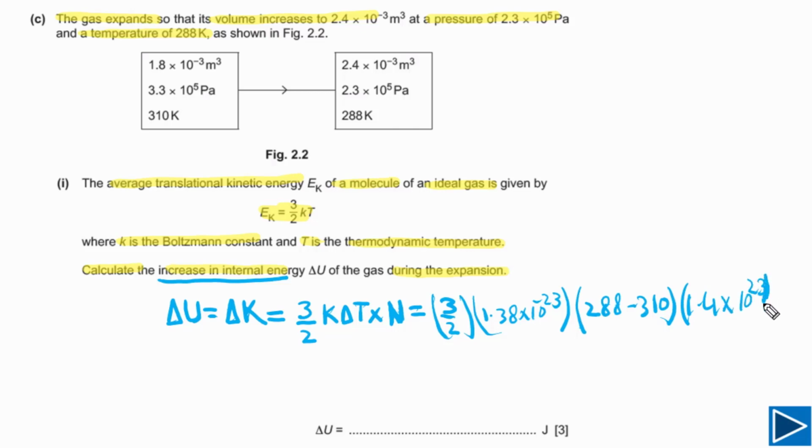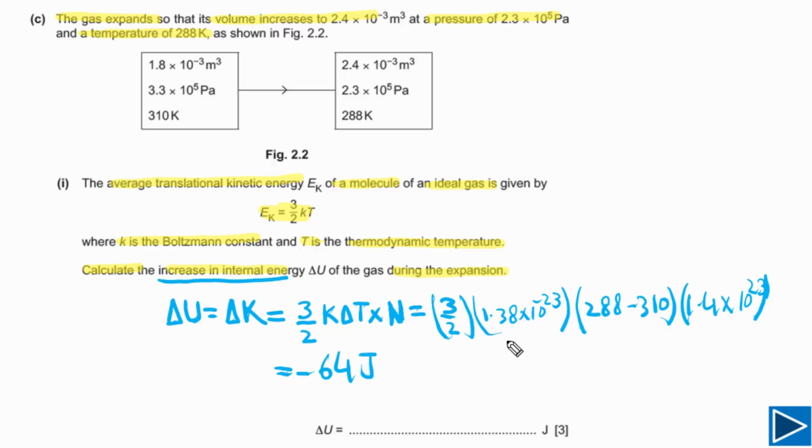Now we just need to multiply all and we can calculate the change in internal energy. In this case, our final answer will be minus 64 joules. It means the kinetic energy of molecules, or we can simply say the kinetic energy of the gas, decreases.